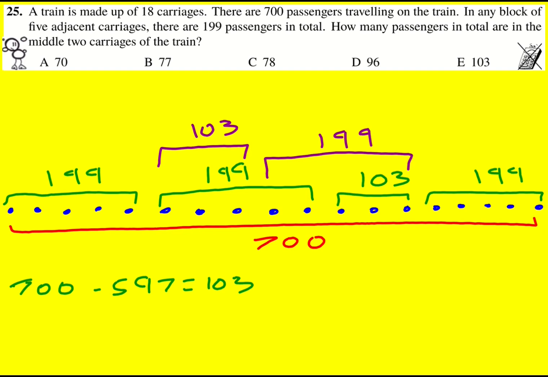So what I then have overall here is going to be 199 plus 103. But actually, I don't need to do any of that, do I? I'm overcomplicating this. This bit here is just going to be 199 minus 103. So the middle two carriages is going to be 96. And there we are.